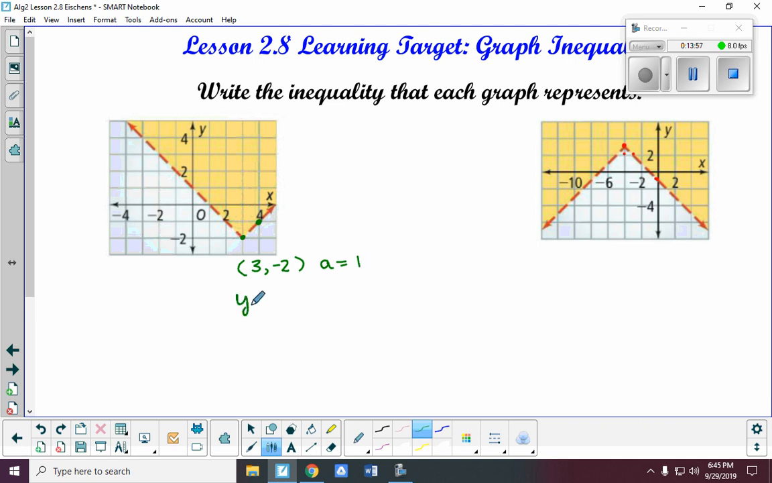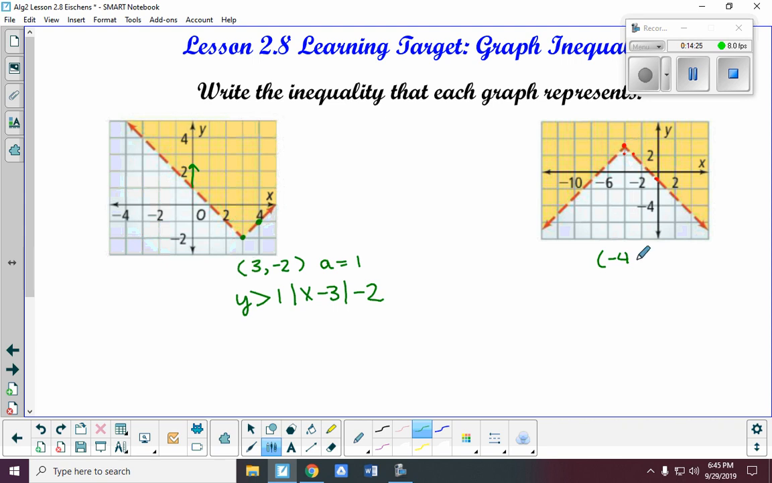So y, and if we put our pen on the y-intercept, we are shading above, and it's a dotted line. So we say y is greater than a, which is 1, times the absolute value of x minus h, which is a 3, plus k, which is a negative 2. And there's your equation.